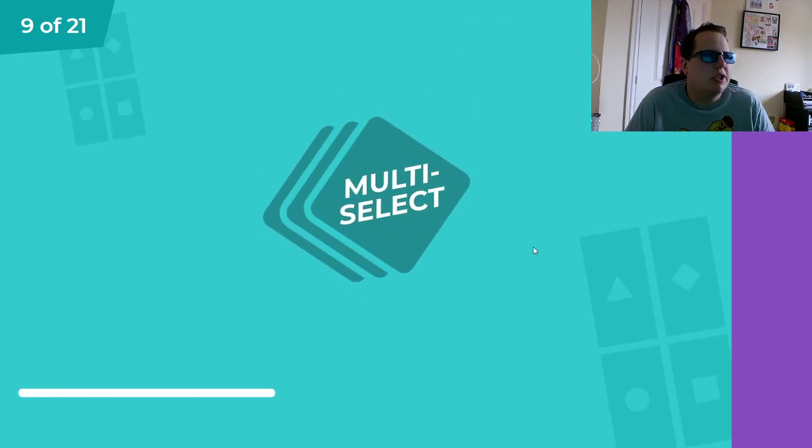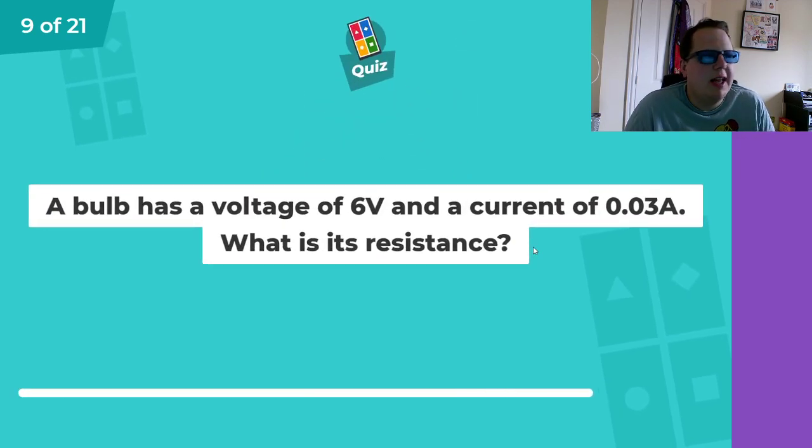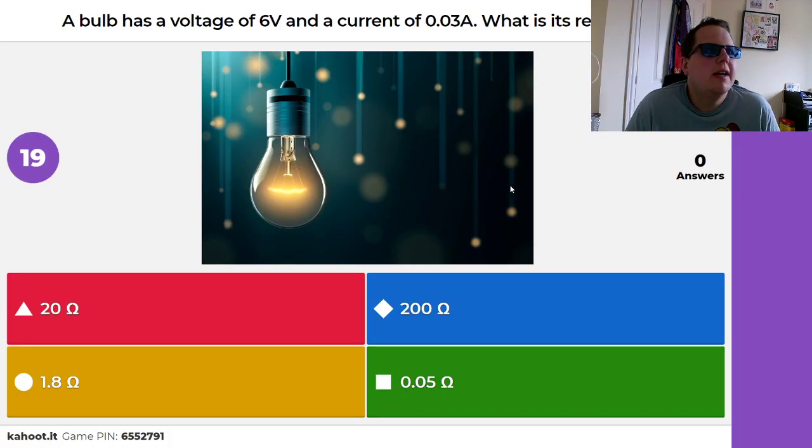Okay, so another quiz question, 9 out of 21, again multi-select, so there's more than one right answer here. A bulb has a voltage of 6 volts and a current of 0.03 amps. What is its resistance? There's not more than one right answer.